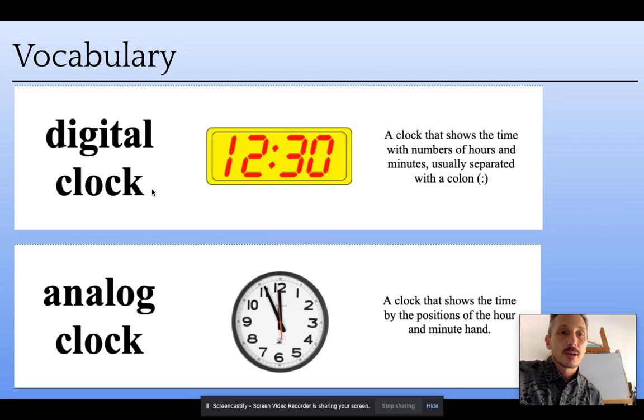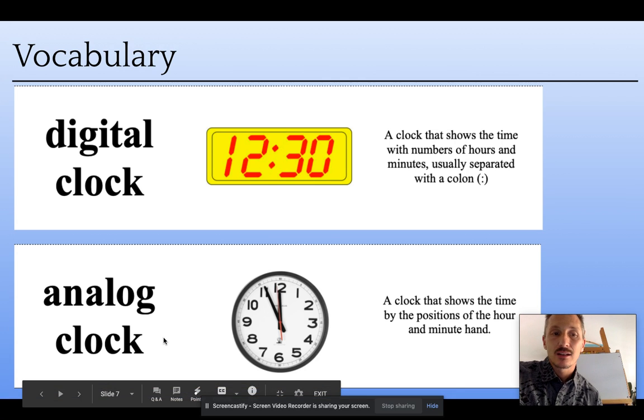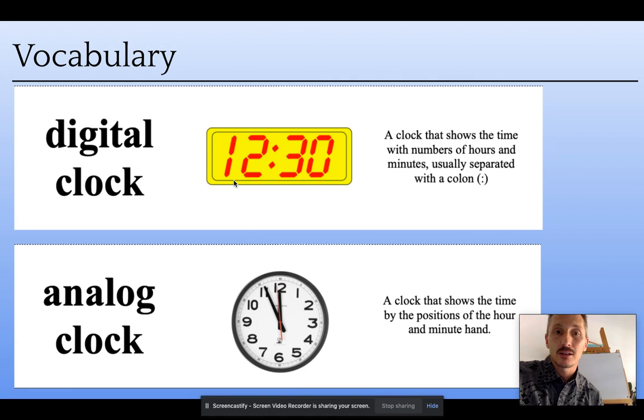We're also going to talk about the digital clock and the analog clock. So your digital clock, the way I remember it, digital clock means it has the digits. You see the digits in your clock. So a clock that shows the time with numbers of hours and minutes, usually separated by a colon. Those are the two dots. That's a colon. So here on the clock, it says it's 12:30.